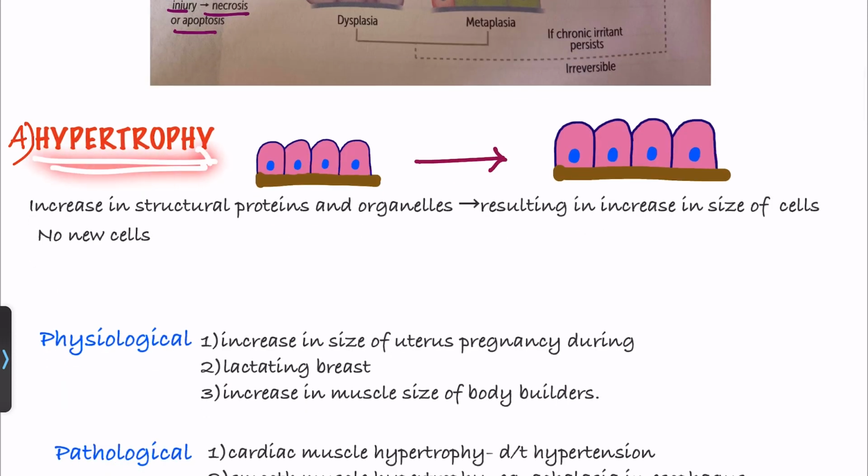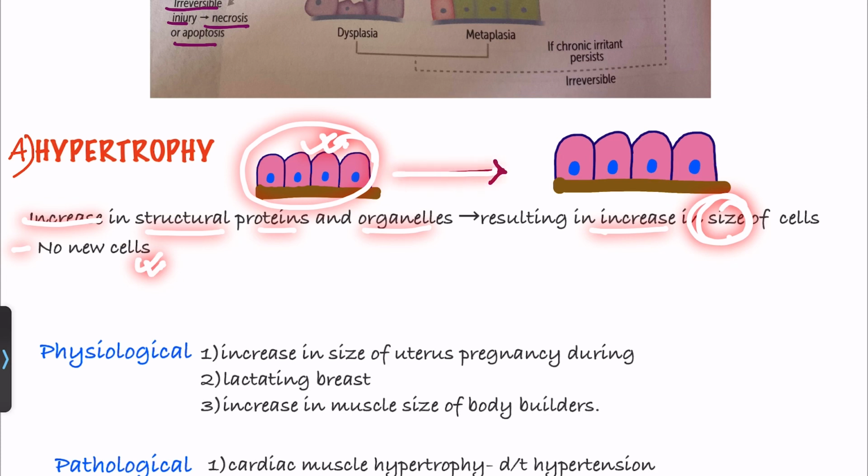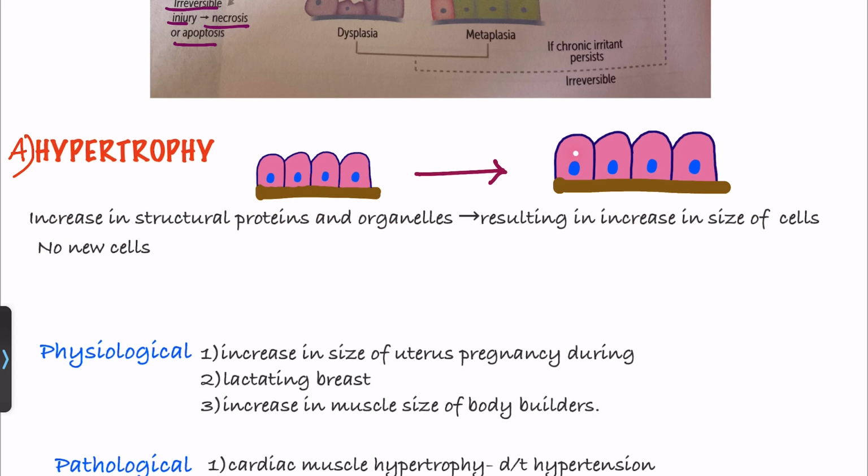Hypertrophy. Hypertrophy is a type of cellular adaptation where there is increase in the structural proteins and organelles, which ultimately results in the increase in the size of the cells. Here, no new cells are formed. In this picture, there are 4 normal cells. After undergoing hypertrophy, the cell number is still the same, but the cell size has increased.